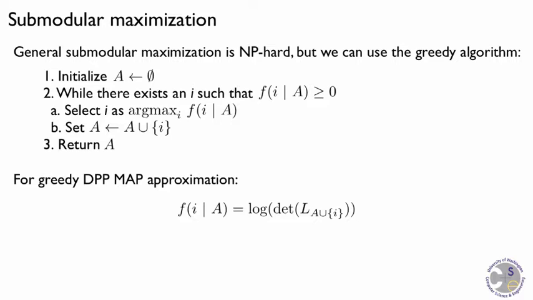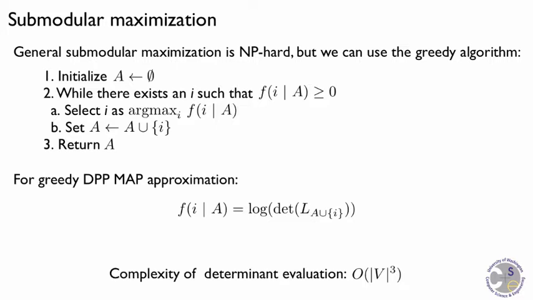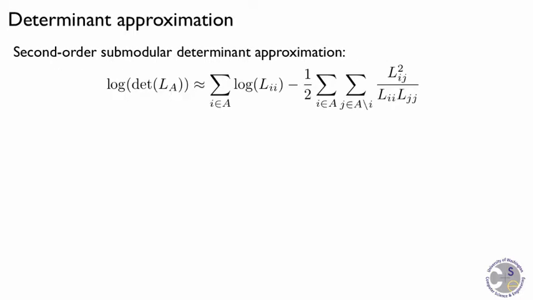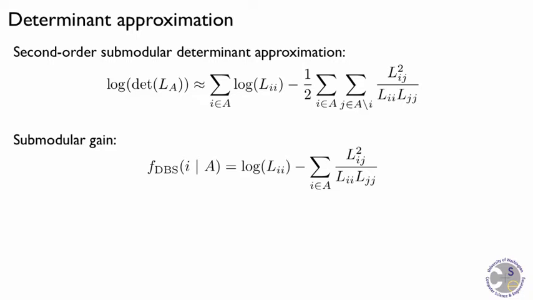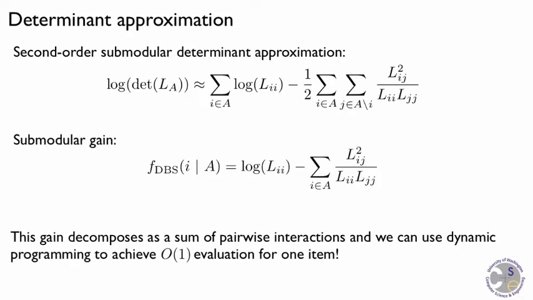The problem with directly running the greedy algorithm on the DPP distribution is that evaluating the determinant has cubic complexity, so the problem is still intractable for large ground sets. Instead, we could use a second-order submodular approximation to the log determinant. This approximation has bounded error when compared to the exact log determinant function. The gain function is then this relatively simple equation, and in fact the gain decomposes as a sum of pairwise interactions. So by using a dynamic programming approach, we can evaluate the gain for one item in constant time.